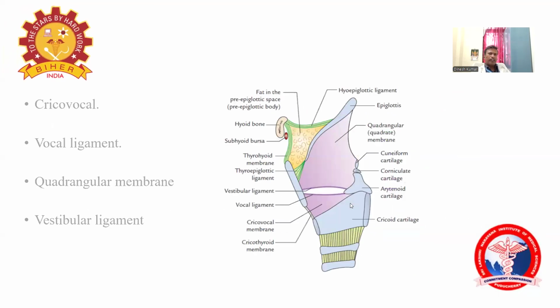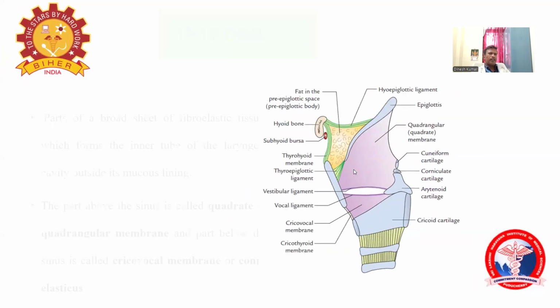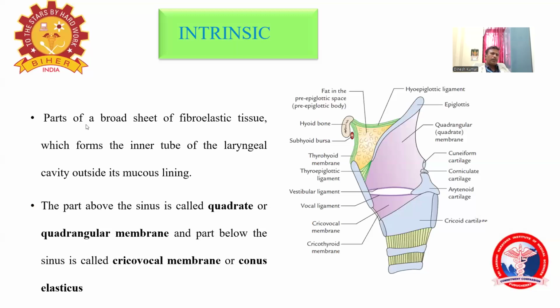Next, we come to the intrinsic membranes. The intrinsic membrane is a part of the broad fibroelastic sheet, which forms the inner tube of the laryngeal cavity, outside the mucous lining. The part above the sinus is called the quadrate or quadrangular membrane, and the part below the sinus is called the cricovocal membrane or the conus elasticus. So these are the structures present in the intrinsic membrane of the larynx.